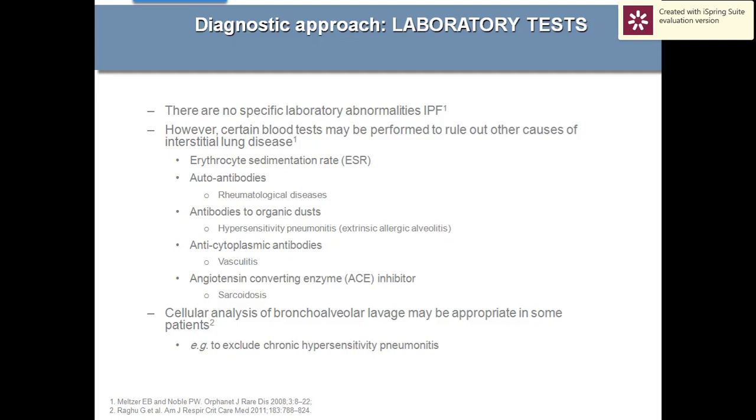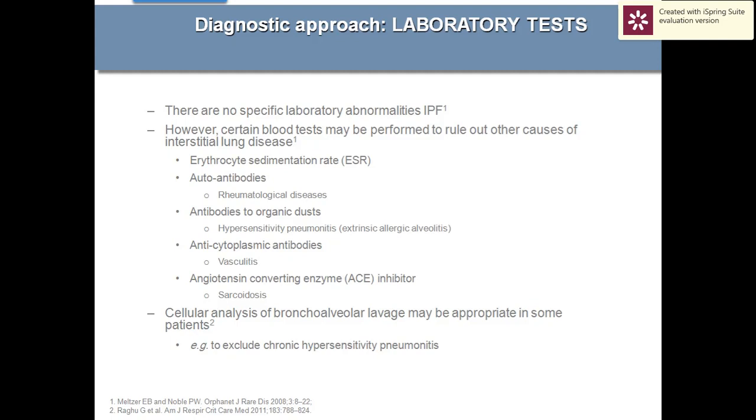We can call it extrinsic allergic alveolitis, which was the old name, and the new name is HP. We have a hypersensitivity panel that can be requested in the serum or in what we call precipitant to detect the antibody to organic test. Anti-cytoplasmic antibody in vasculitis: ANCA, CANCA, PANCA. ACE, angiotensin converting enzyme, to be elevated in patient with sarcoidosis.